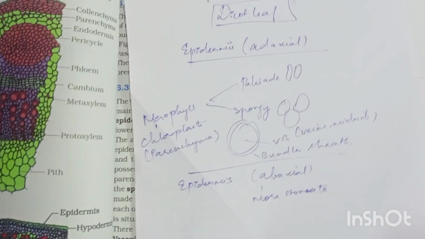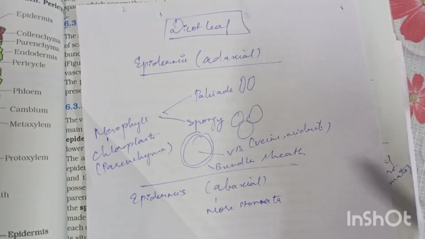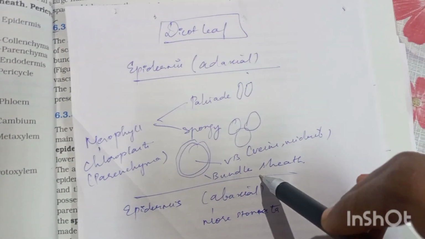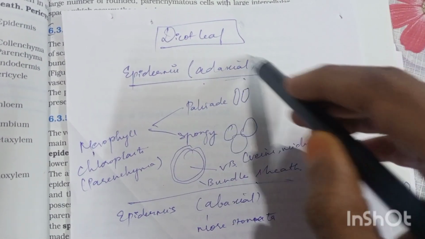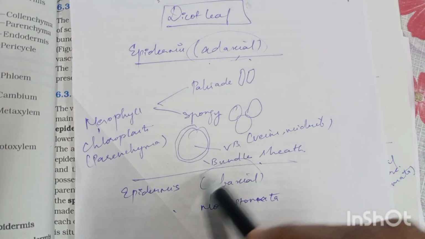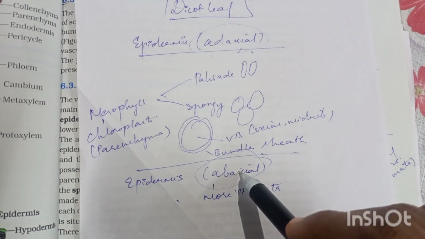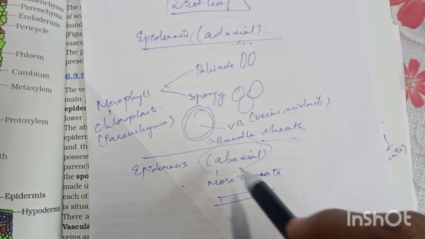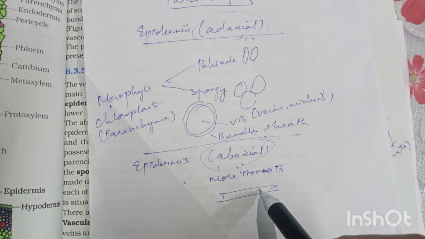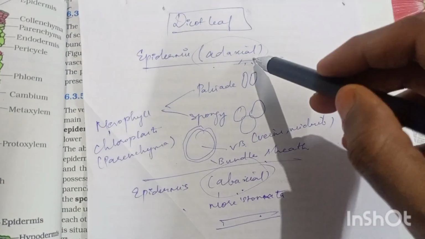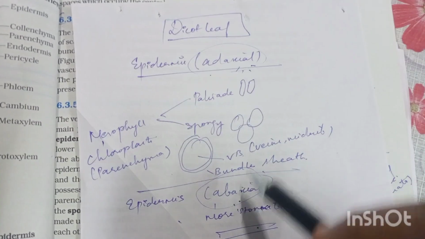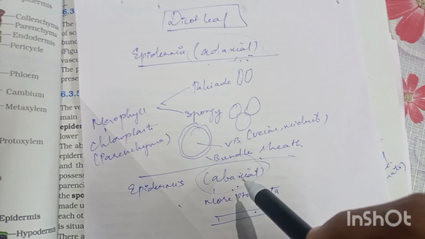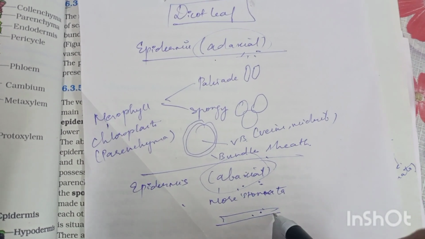So when you take a dicot leaf, it has epidermis both on the upper and the lower side. The upper epidermis is known as adaxial and the lower epidermis is known as abaxial. When you compare the two, in the lower epidermis, that is the abaxial epidermis, stomata will be more in number when compared to the adaxial epidermis.